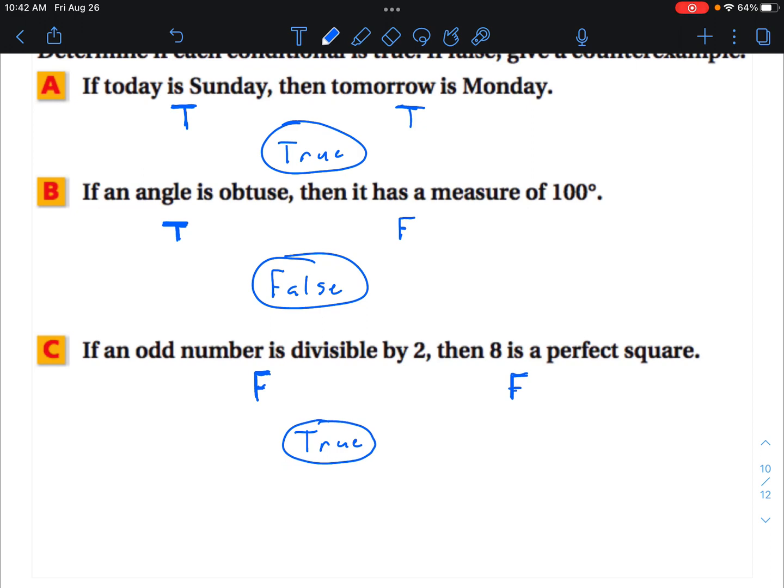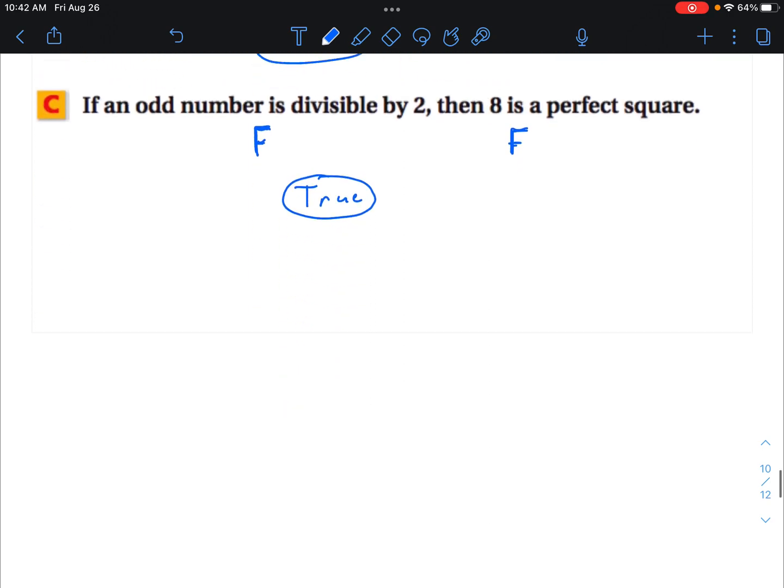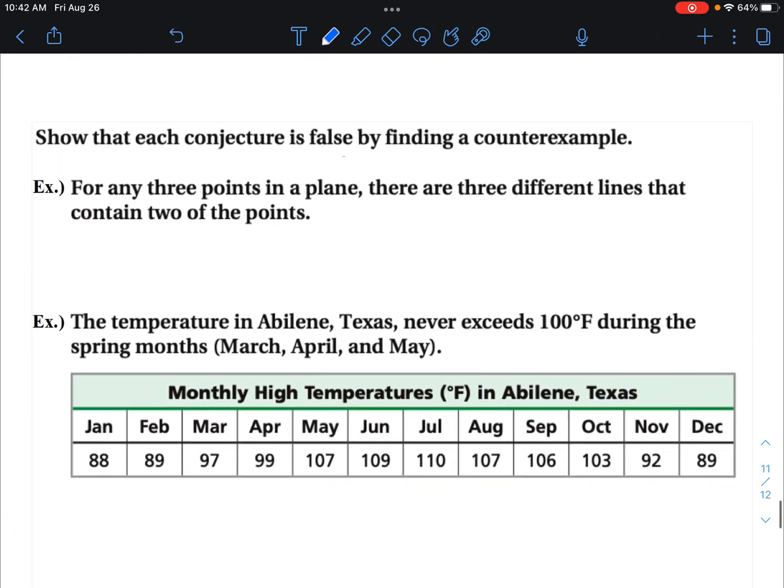But we said if an odd number is divisible by 2, that's like if pigs can fly, then this will happen. But pigs can't fly, just like an odd number can't be divisible by 2. So it doesn't matter. We'll never meet that condition. Therefore, that statement is true. We are not lying to you because we only said if a number is divisible by 2, which will never happen. Okay? Again, we'll do a lot of practice with that.